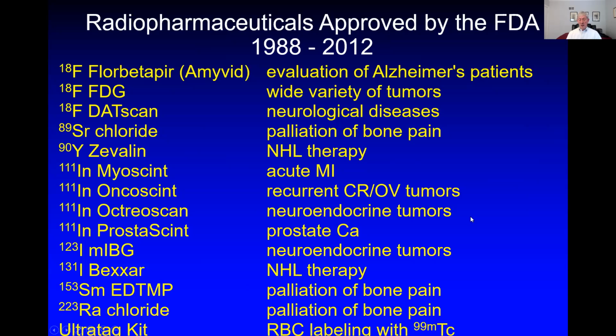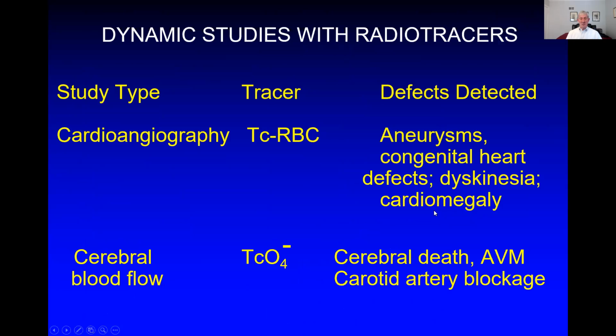Bexar is gone. And red cell labeling with technetium. So that's a pretty long list of indications, and they're not at all just limited to cardiology or oncology. Now, there are two different kinds of studies that we perform.